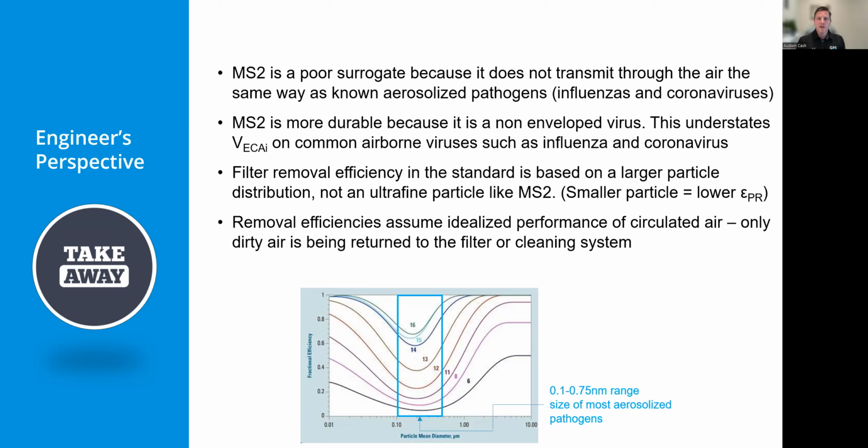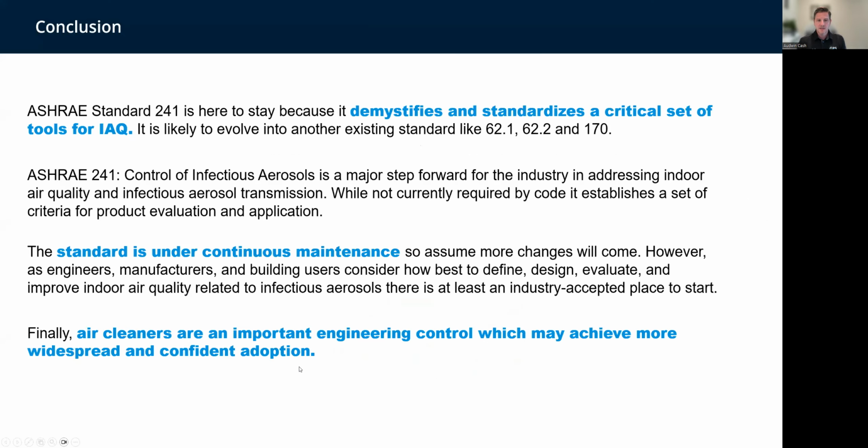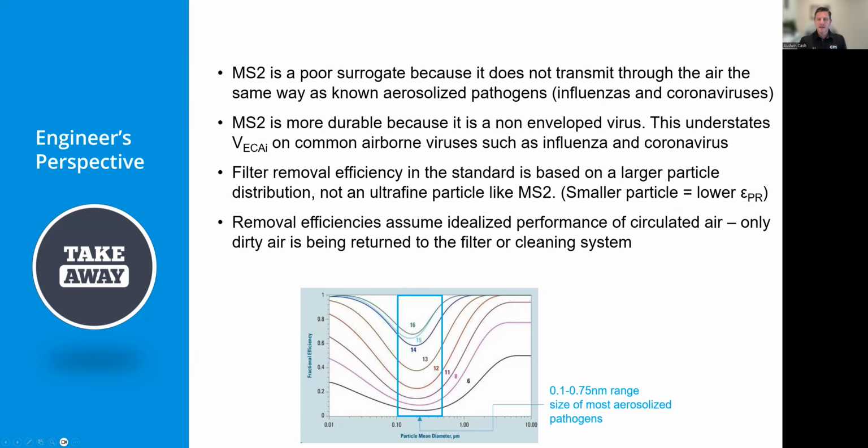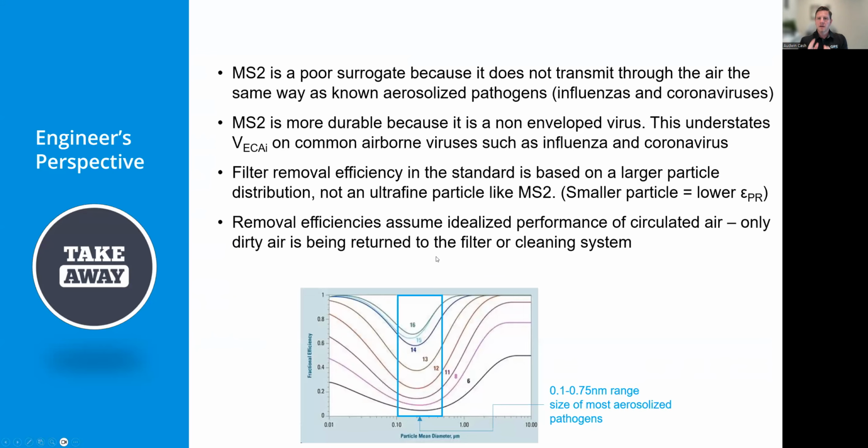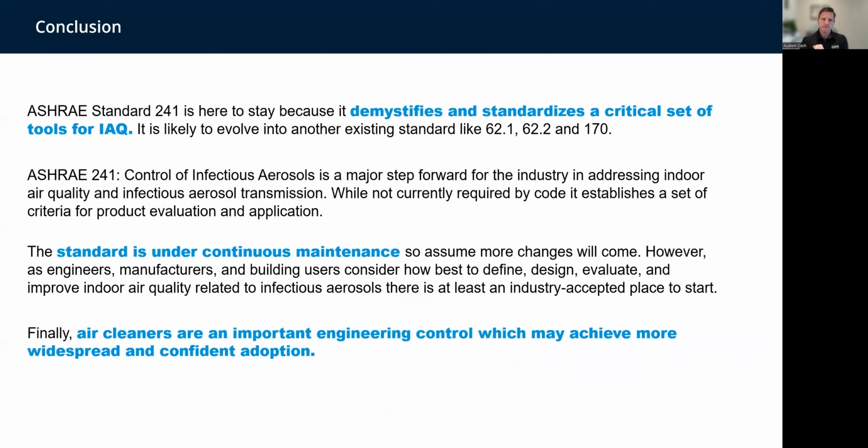And then the last thing I'll point out is that the removal efficiencies in the standard assume more idealized performance. Like I was saying, if you look at the calculator again, I'll point out it assumes that all the air that's outdoor air makes its way back to a filter and gets cleaned essentially in one cycle. So that's a limitation of an Excel spreadsheet, I would say. It's truly not a CFD design, but it's just the way the tool works.